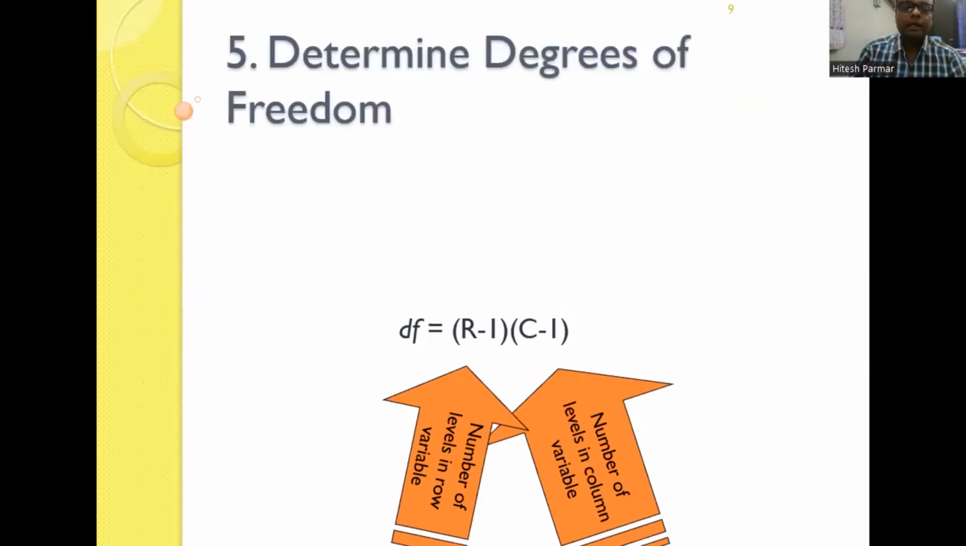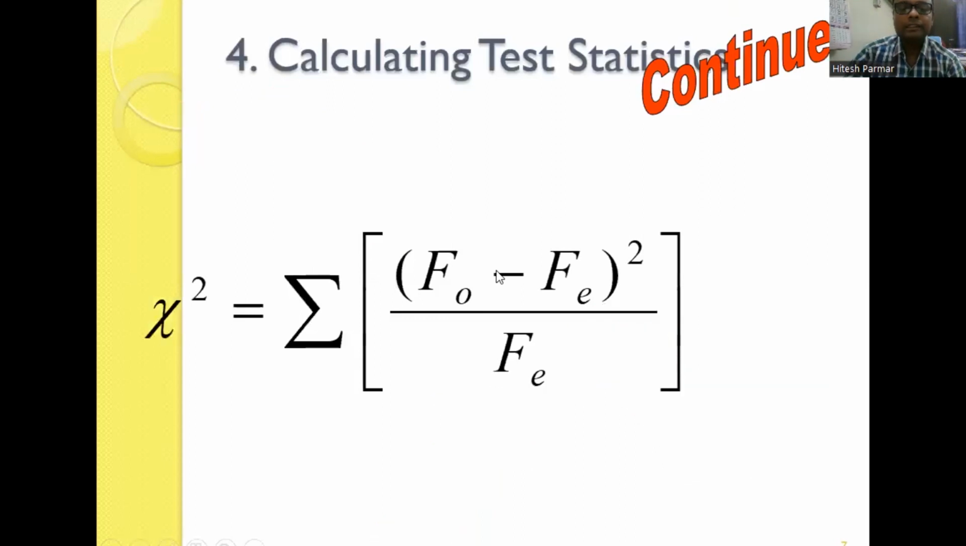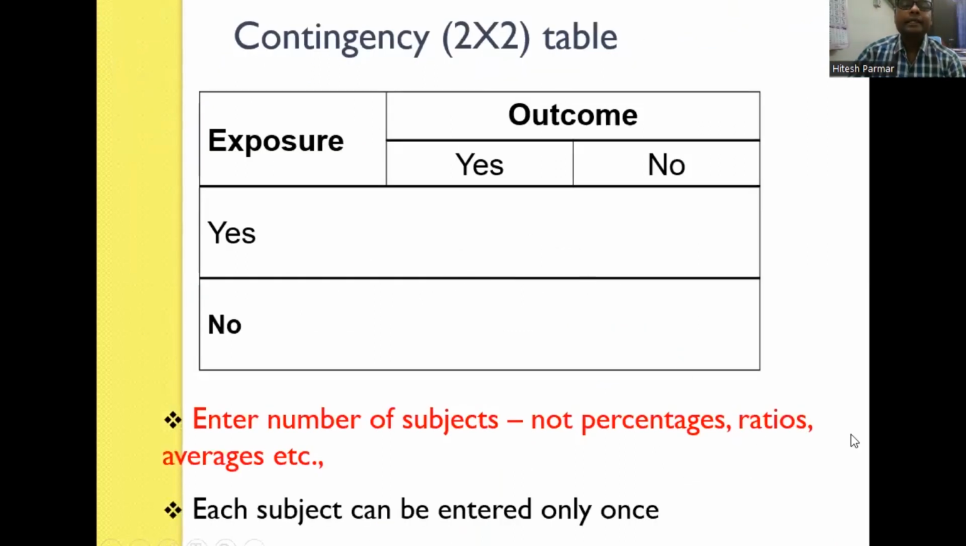Degree of freedom in the case of a chi-square test will be R minus 1 into C minus 1, meaning rows minus 1 and columns minus 1. Whatever the number of rows minus 1 and the number of columns minus 1, the product of these will be our degree of freedom. We can understand this term by going back to our contingency table. Without the row and column of totals, we may add one row and one column for totals, but those are excluded while we calculate the degree of freedom.